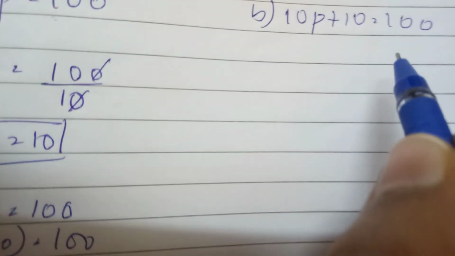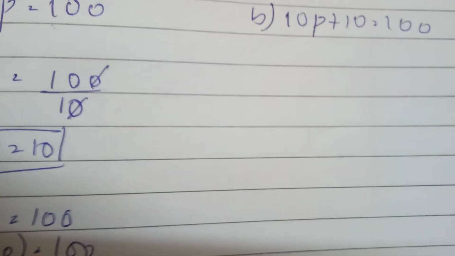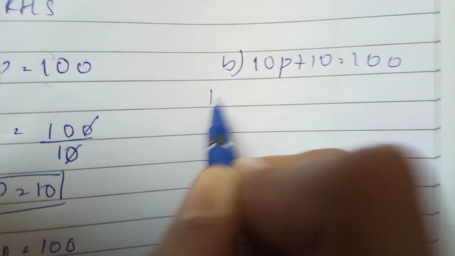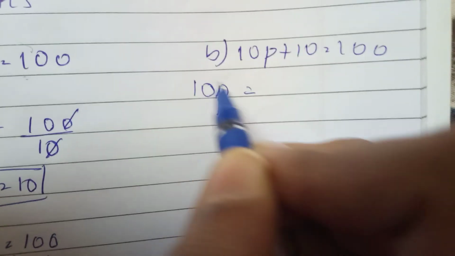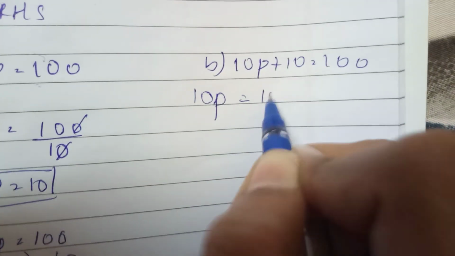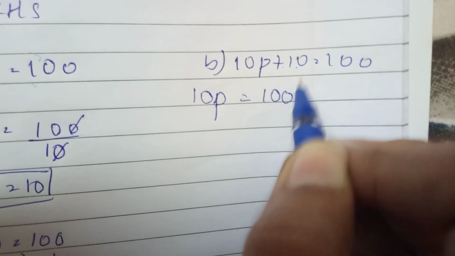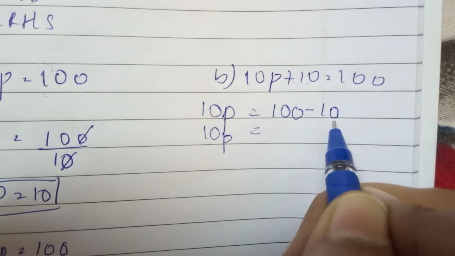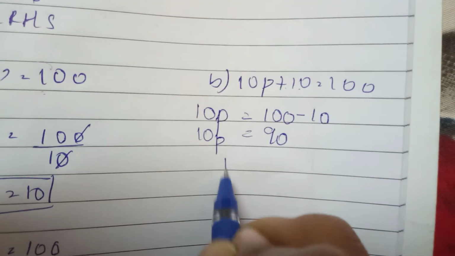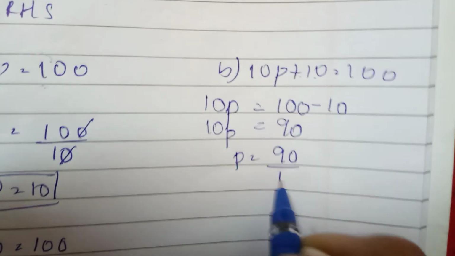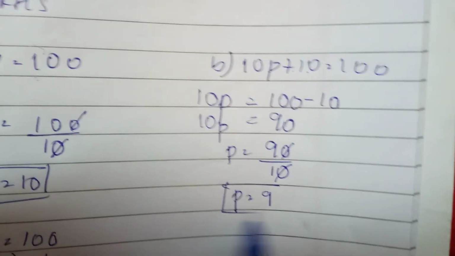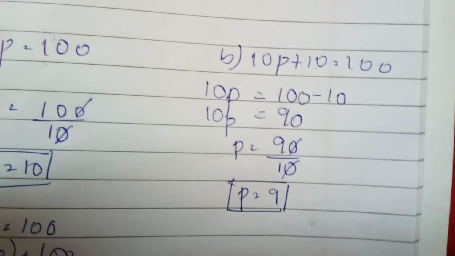Okay, let's solve one more sum. It is 10P plus 10 is equal to 100. So the number with variable, let me take that out on the left side. So the 100 will be as it is, plus 10 will become minus 10. So it will be 100 minus 10 is 90. So P will be 90 by 10. So 10 gets cancelled. P equal to 9 is the answer.